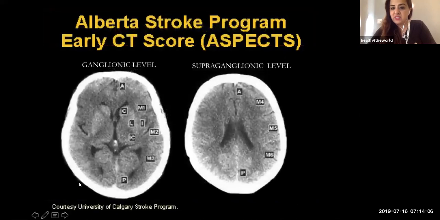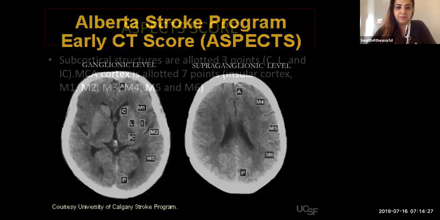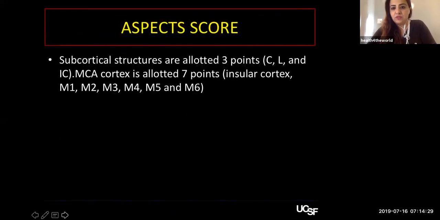Now moving on to the aspect score. So the aspect score is a total score of 10. There are 3 scores for the lentiform, internal capsule, and the insula, and 1 for caudate. So these are the 4 structures which get 1 score each. And then there is M1, M2, M3, M4, M5, and M6. So subcortical structures are allotted 3 points, and the MCA cortex is allotted 7 points.